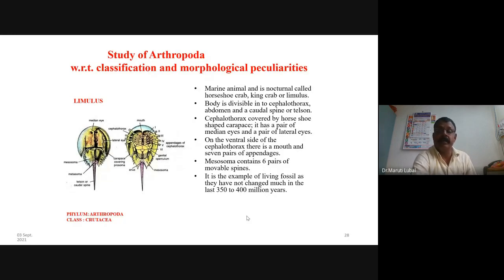The cephalothorax of Limulus is covered by a horseshoe-shaped carapace. It has a pair of median eyes and a pair of lateral eyes. On the ventral side of the cephalothorax, there is a mouth and 7 pairs of appendages. Mesosoma contains 6 pairs of movable spines. It is an example of a living fossil as it has not changed much over the last 350 to 400 million years. This is a very good example of a living fossil.